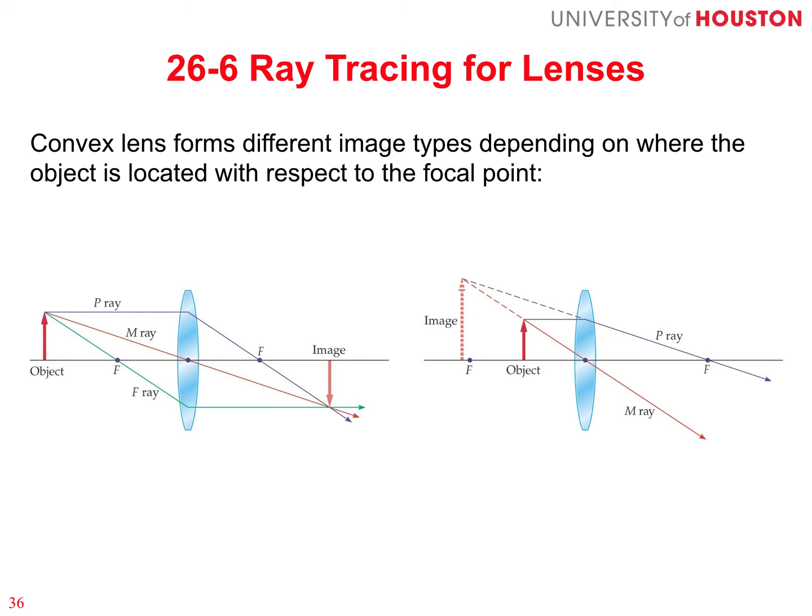This can be calculated by projecting back with the dashed lines to see where these projected rays cross, and that will be where the location of the image is. The image in this case will be both upright and it will be bigger than the object.